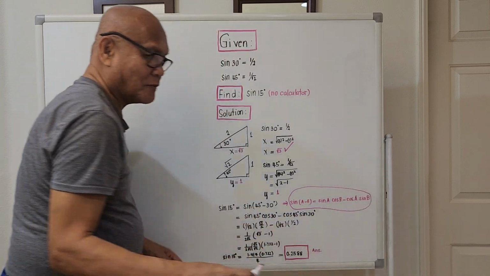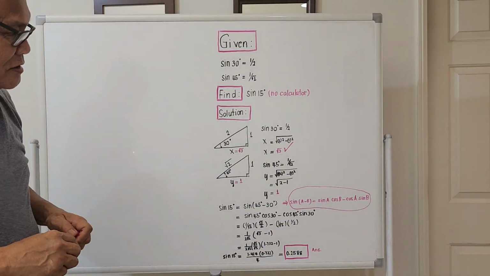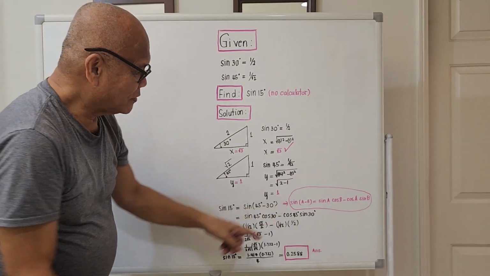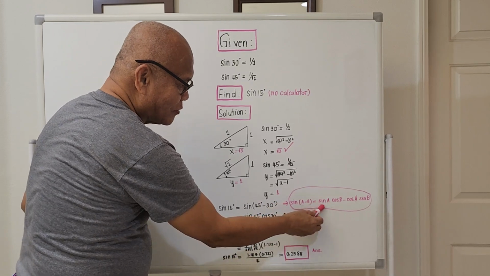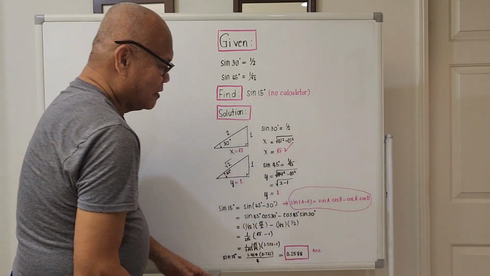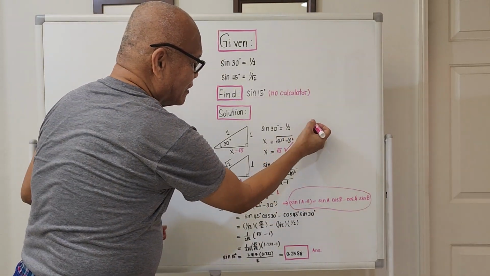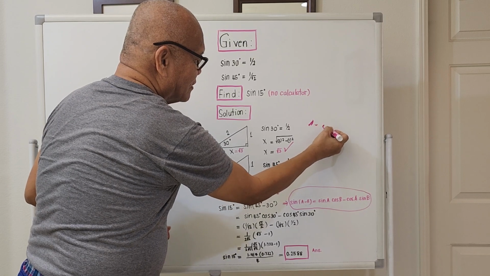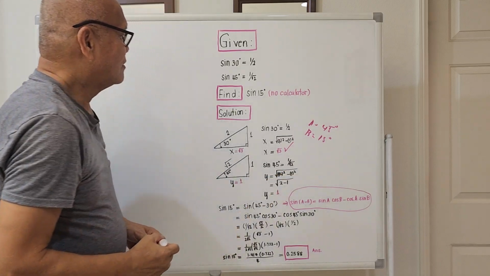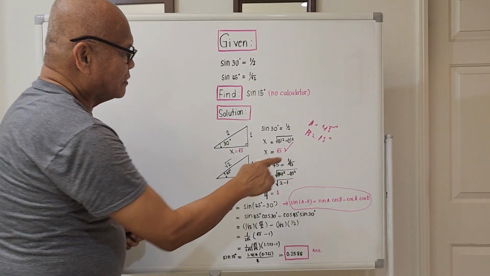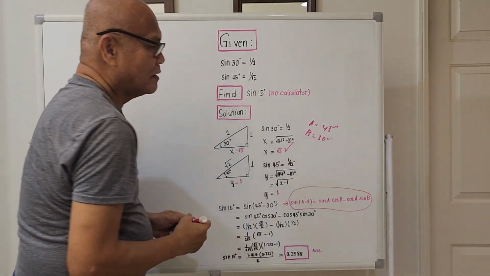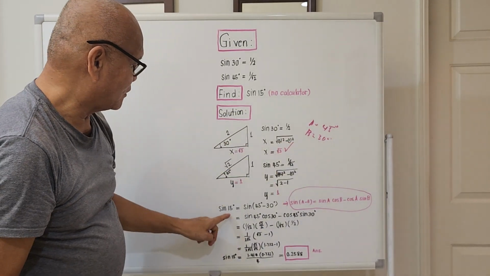From one of the laws of the sine of the difference under trigonometry, the sine of the quantity a minus b is actually sine of a cosine of b, minus cosine of a sine of b. So it seems a is actually 45 degrees and b is actually 30 degrees, because 45 minus 30 will be 15.